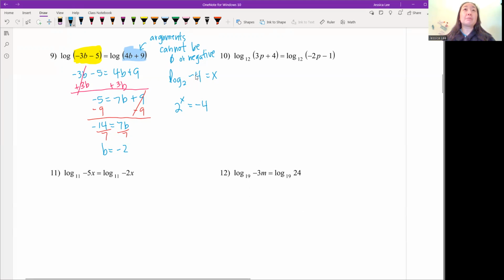Then you're like, well, what about 0? Same thing. How many times can you multiply 2 to get a 0? You can't do that. It's not possible, because one of those numbers would have to be 0 if you're multiplying, and you're always multiplying by 2. So that's why the arguments cannot equal 0 or a negative. So we're just going to check that just in case.